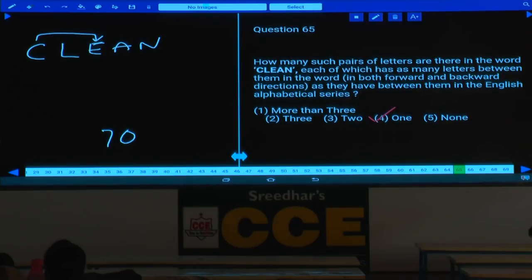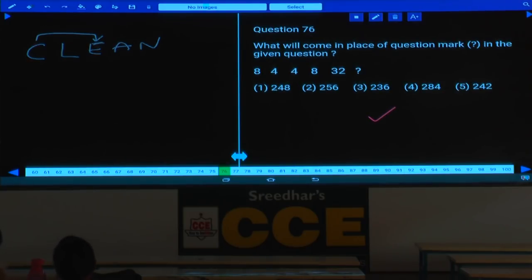Number series, question numbers 76 to 80. In question 76, the series is 8, 4, 4, 8, 32. Only at the start does the number decrease; from there onwards it started increasing. Hence, whenever the number decreases once, the multiplier must be 0.5 or 1 by 2.